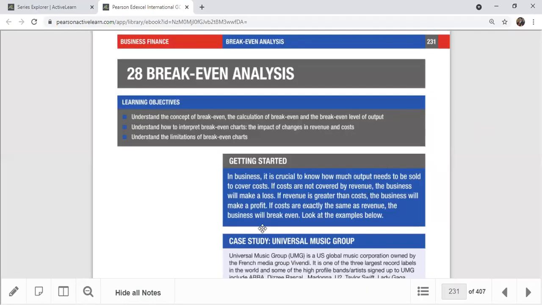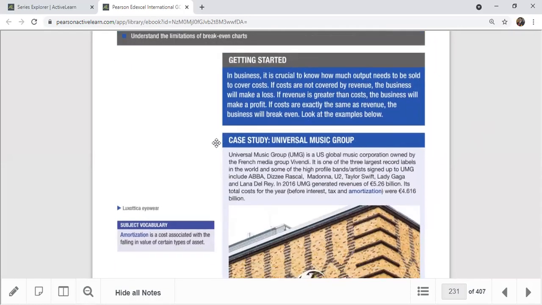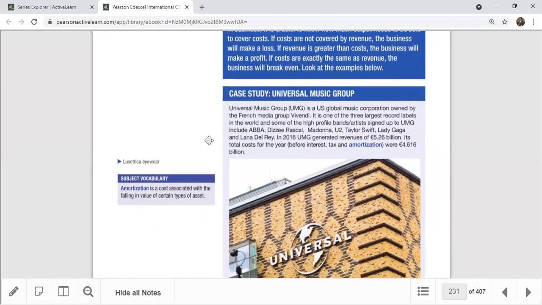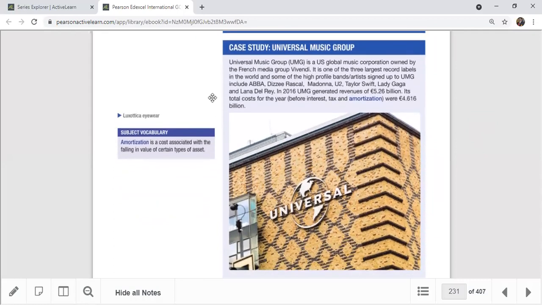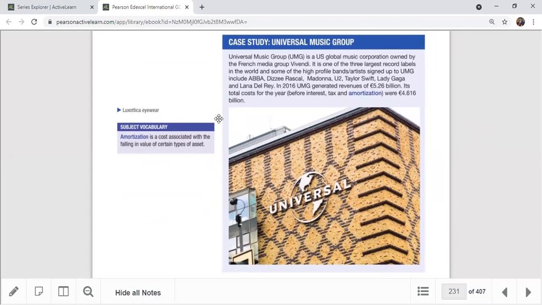Okay, look at this example, the Universal Music Group. The Universal Music Group, UMG, is a US global music corporation owned by a French media group, Vivendi. It's one of the three largest record labels in the world, and some high-profile bands and artists signed up with UMG, like ABBA, Dizzee Rascal, Madonna, U2, Taylor Swift, Lady Gaga. It generated revenue of 5.26 billion euros in 2016.